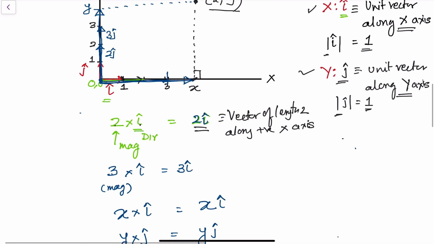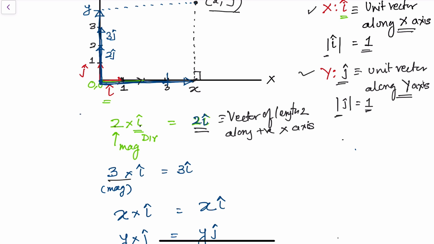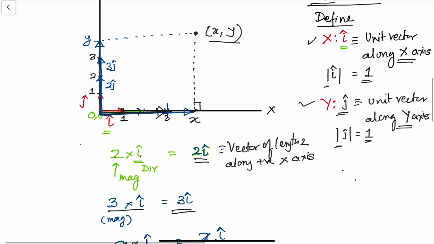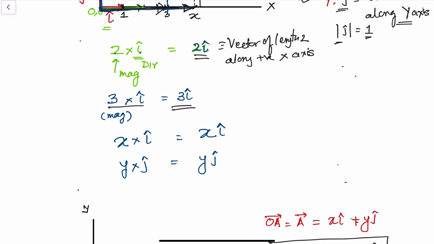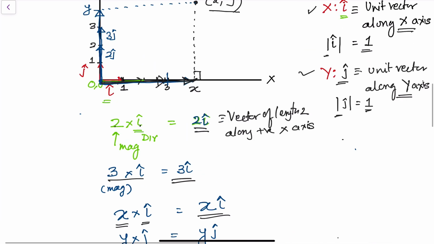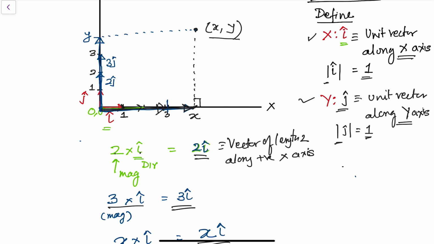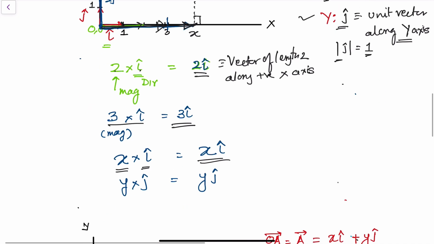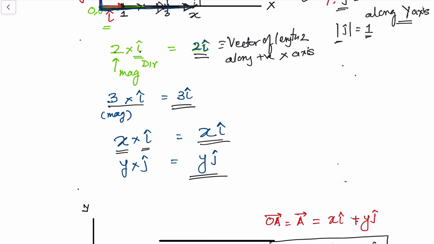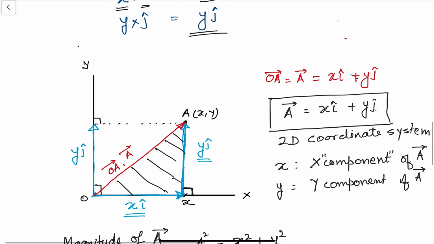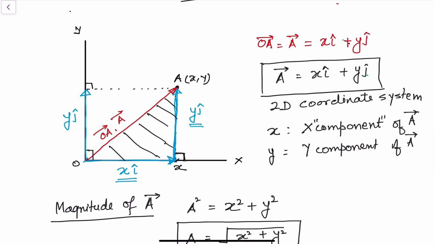Similarly, if you multiply by 3, you get a vector whose length is 3 along the positive x axis. So if you want a vector whose length is x, how do you get it? Very simple. You multiply x to the i cap, you get x i cap. Similarly, if you want a vector of length y along the y axis, then you multiply by j cap, y j cap.